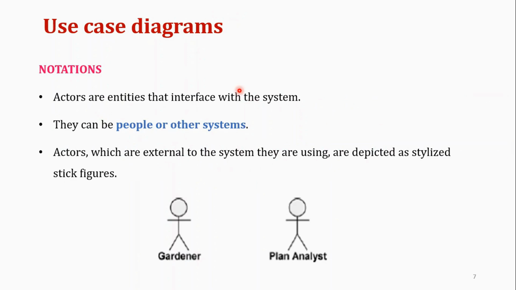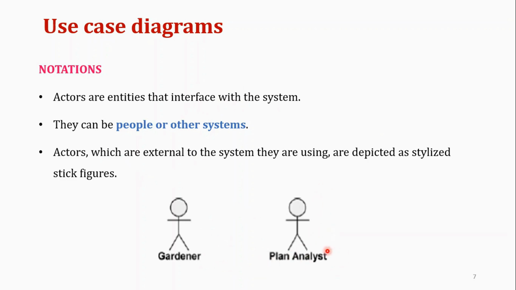Okay, so here we have some notations for drawing a use case diagram. The first one is actor. An actor is a person or entity who is going to interact with the system. That is what the actor is. An actor is a user, client, or end user who is using the system. For example, in the hydroponic example, a gardener is an actor, or in an agriculture system, a farmer is an actor.